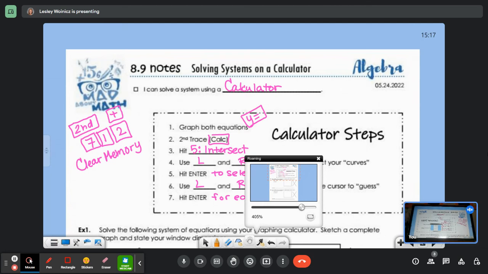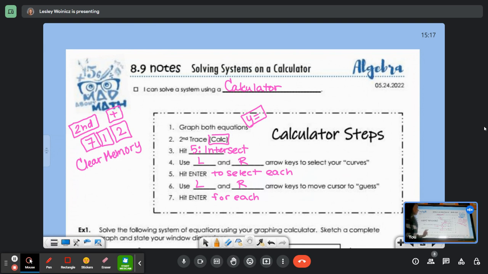So the first thing I want you to write down, please, and thank you, is the calculator steps for clearing your calculator's memory. That's what I have over here. So it's second plus 712. That will clear the memory for your calculator. Please write that down. So if there's any weird window or someone got you stuck in stat plot and you don't want to be in stat plot, that's what you got to do. Second plus 712.